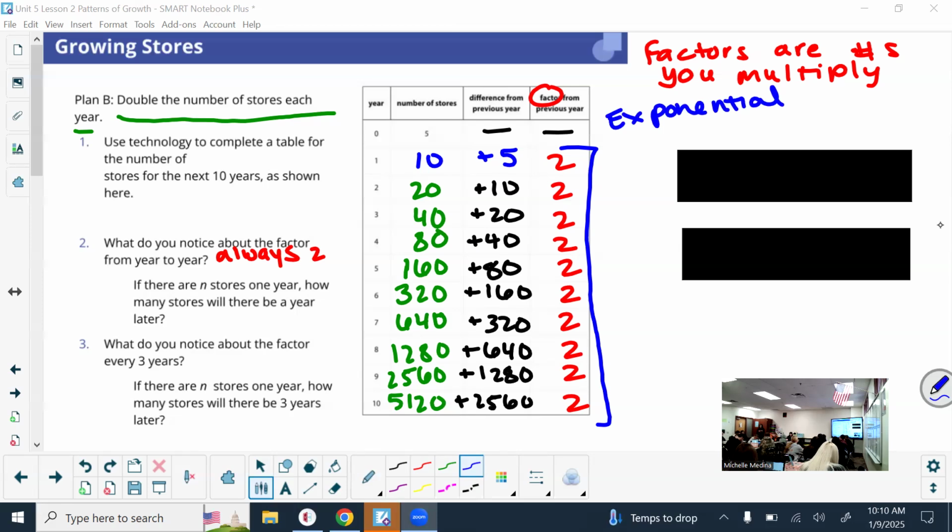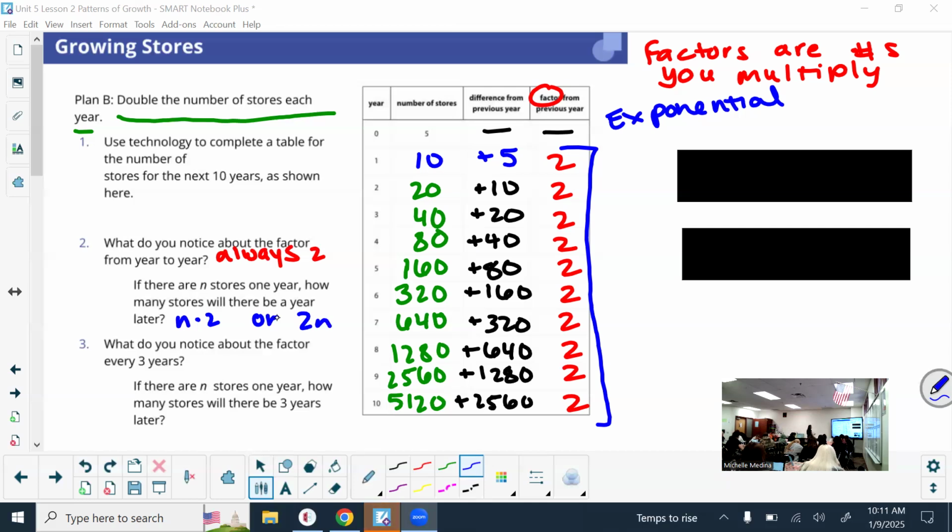All right, table 2, I'm gonna make you figure it out. What expression could I write that no matter what n is, I will always get the right answer for the stores a year later? N times 2. Right? If I take my current number of stores and I times it by 2, do I get the next number? Isn't that what I did each time? So you could put n times 2, or you could write 2n, same thing. But that's the expression for it.